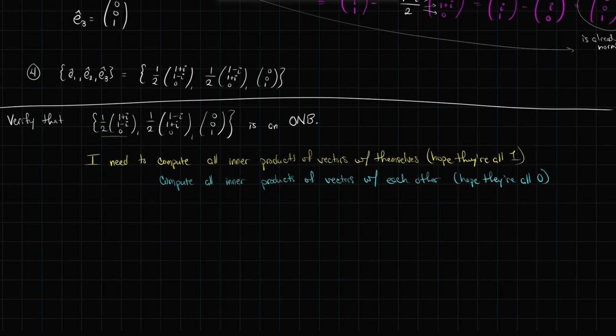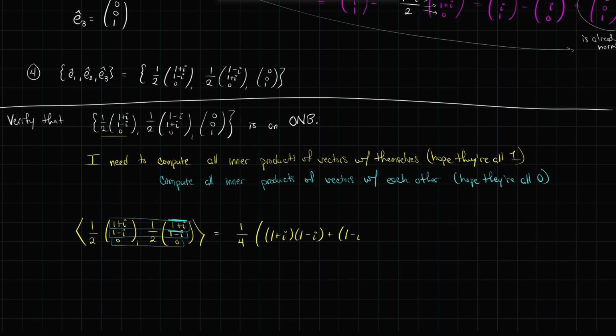So I'll grab this case and do it with itself. 1/2 (1 plus i, 1 minus i, 0) with 1/2 (1 plus i, 1 minus i, 0). I'm going to have both 1/2s come out as 1/2 squared, or 1/4. Then I'm going to be reading horizontally and computing a complex conjugate of the term on the right. This is going to give me 1 plus i times 1 minus i, the conjugate of 1 plus i. And then I'm going to get 1 minus i times 1 plus i, which is the conjugate of 1 minus i, and then I'll end up with 0 squared.